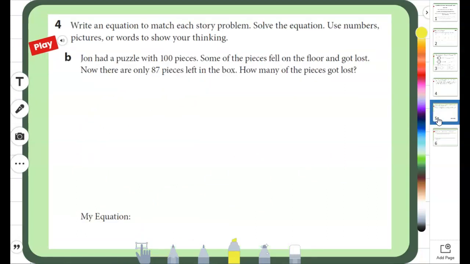For 4B, you'll do the same to show your work and write your equation. But this is a different problem. 4B says John had a puzzle with 100 pieces. Some of the pieces fell on the floor and got lost. Now there are only 87 pieces left in the box. How many of the pieces got lost? Think about what the problem is asking you to do and show your work.